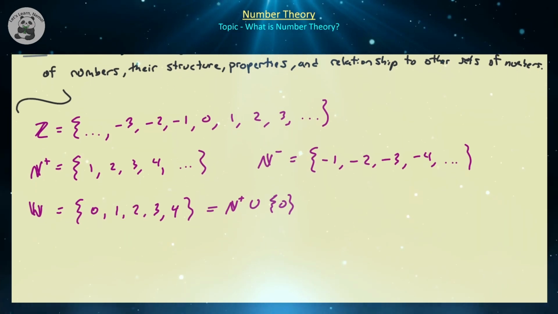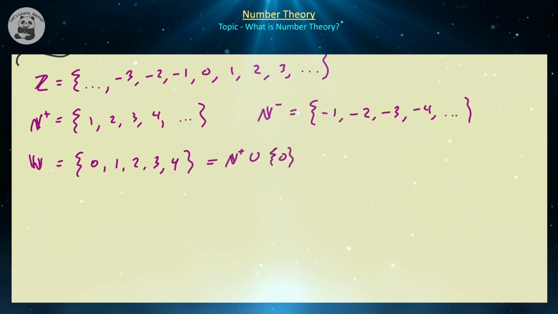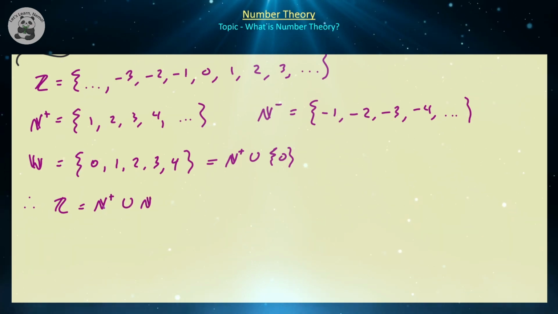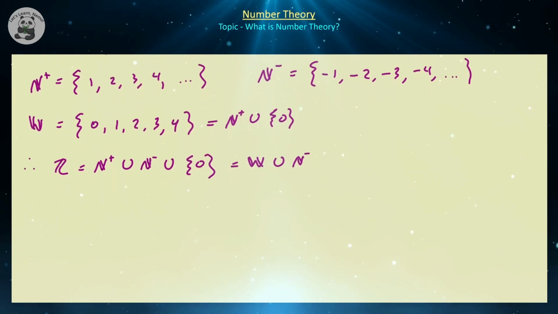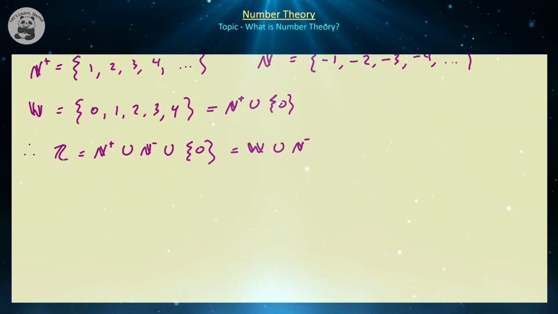So we can see that the set of integers, Z, can be represented in terms of these sets as well. Z could be represented as the positive natural numbers, the negative natural numbers, and 0, right? Or you can also represent this as the set of whole numbers unionized with the negative natural numbers. Either one would be perfectly okay. So when we look at this particular decomposition of the set Z, what do we have?